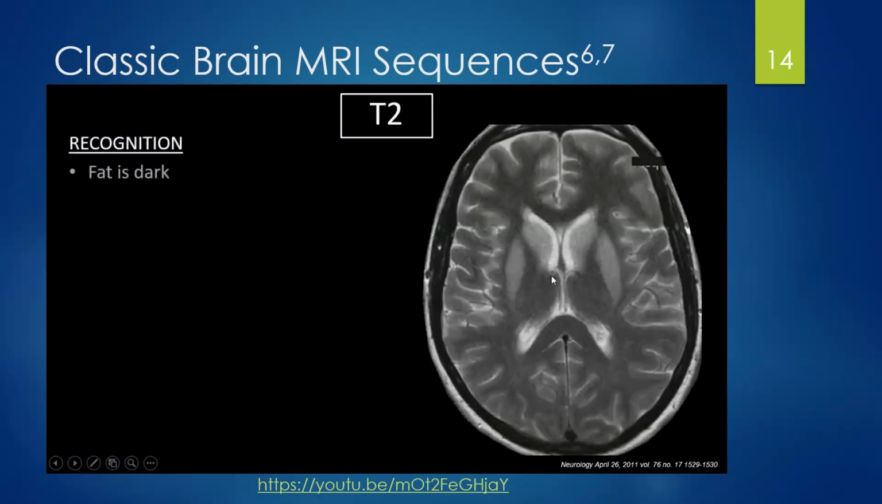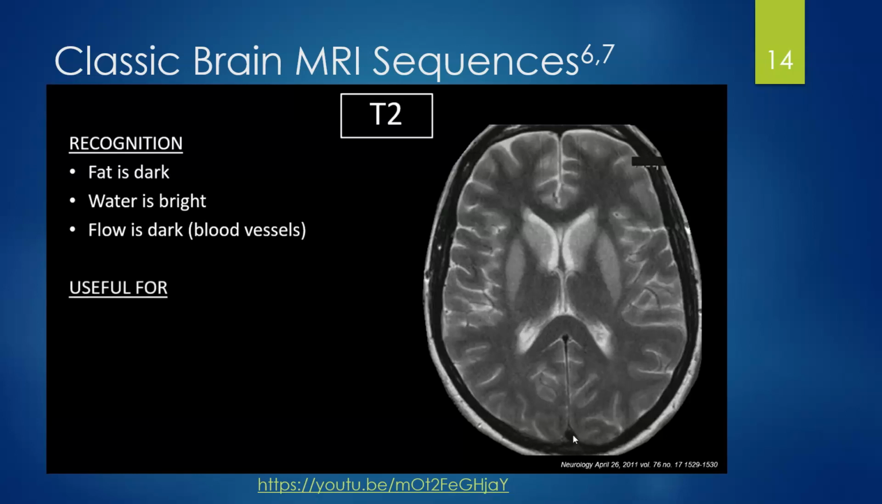How do we recognize it? Well, everything is flipped. So now fat is dark. These highly myelinated areas here, which are fat, are dark. Water is bright. So look at our CSF right here in the ventricles. It's pretty bright. But flow is dark, and this is called flow void. So where there's fluid moving at a high velocity, so take a blood vessel for example, it's going to be dark, and that's important to remember.